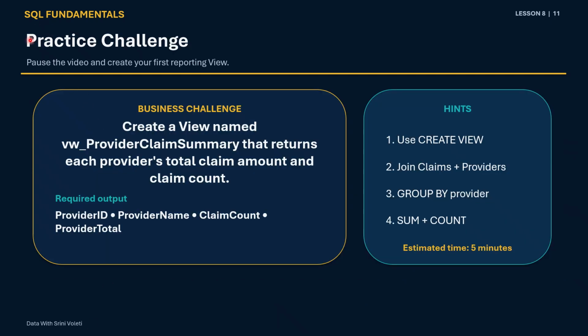Now create one view, vw_provider_claim_summary. The required output is provider ID, provider name, claim count, and provider total. You already know the SQL concepts. Join claims to providers, group at the provider level, count the claims, and sum the claim amount. But before writing SQL, answer two architecture questions. Question 1. What does one row in the view represent? Answer: one provider. That's the grain.